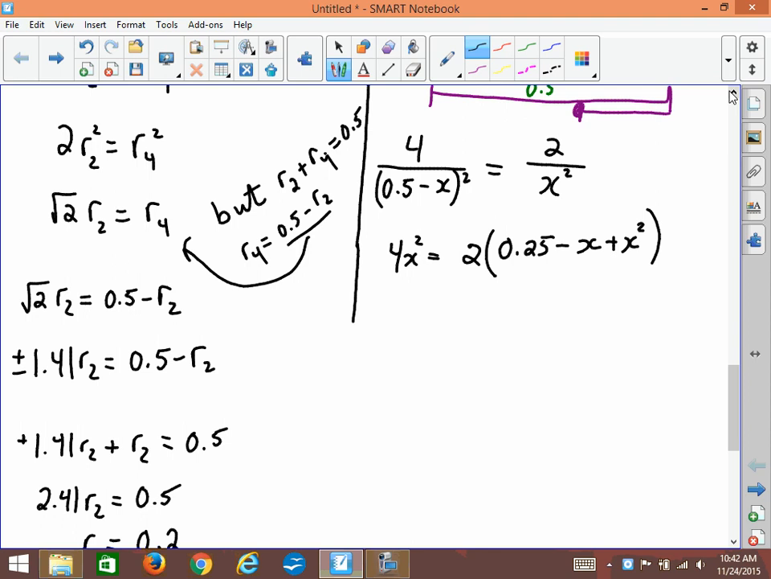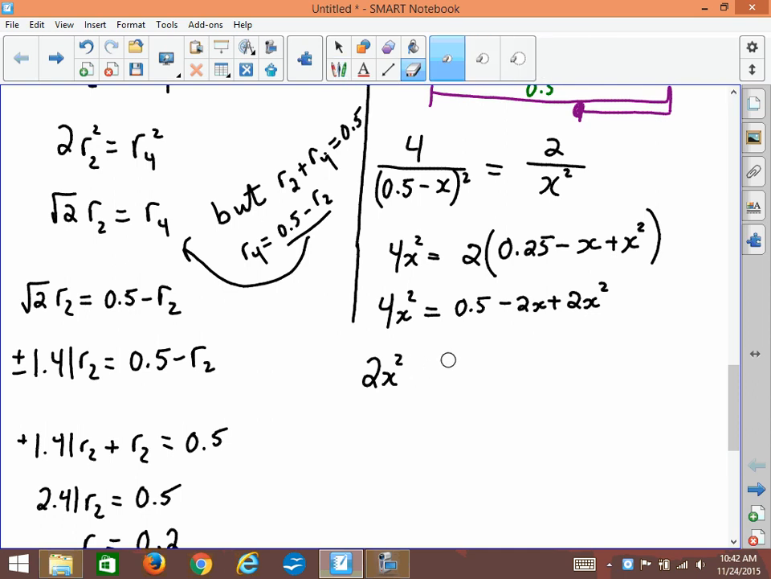So far, so good? If I make a mistake, yell. 4x squared equals, multiply the 2 inside, 0.5 minus 2x plus 2x squared. Let's put everything on the same side. If we move everything over to the left side, I'll have 2x squared left over, 4 take away 2. I will have a plus 2x, whoops, not an equal sign there, sorry, plus 2x, because it's moving to the other side, and a minus 0.5 equals 0.